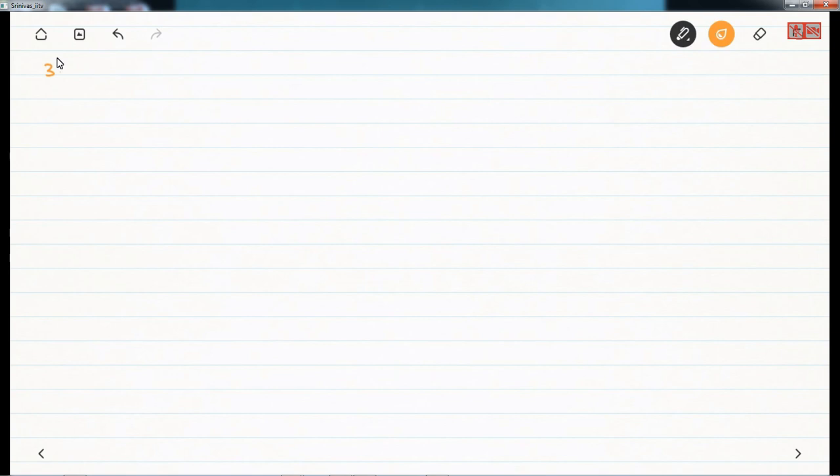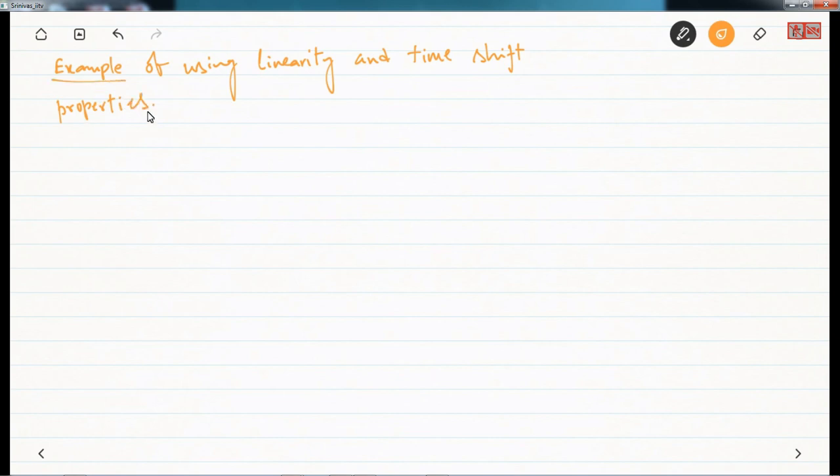Before going to the third property, let's take up an example of using the linearity and time shift properties. Say, why are these properties so useful? I can give you just one example.